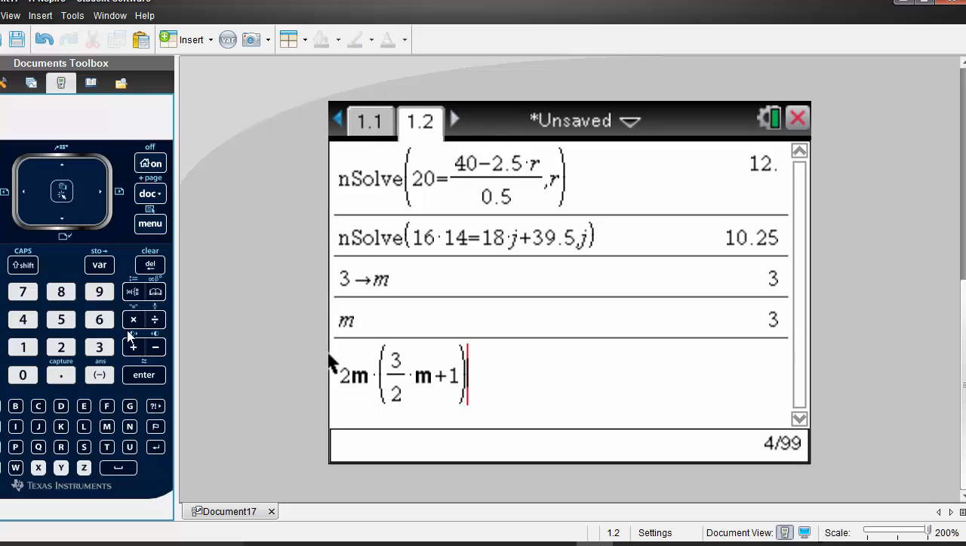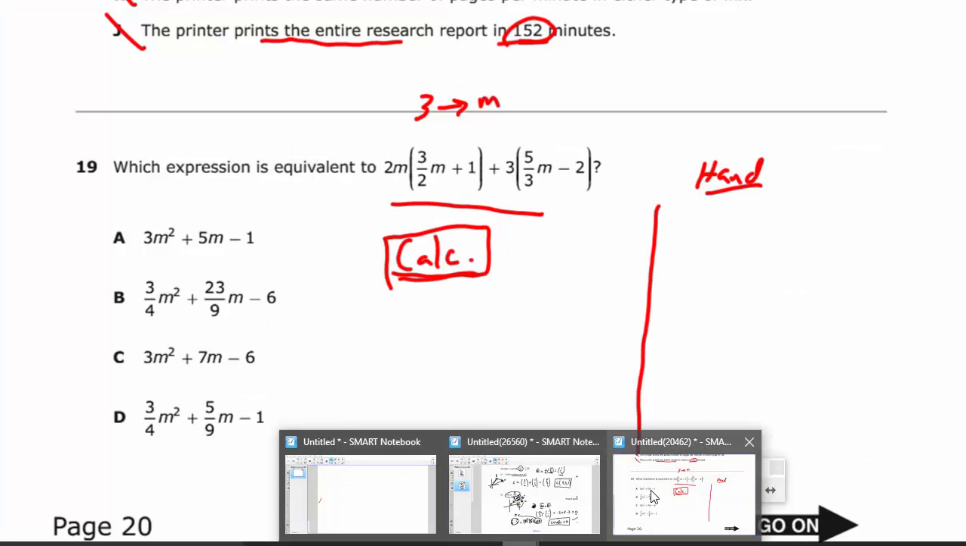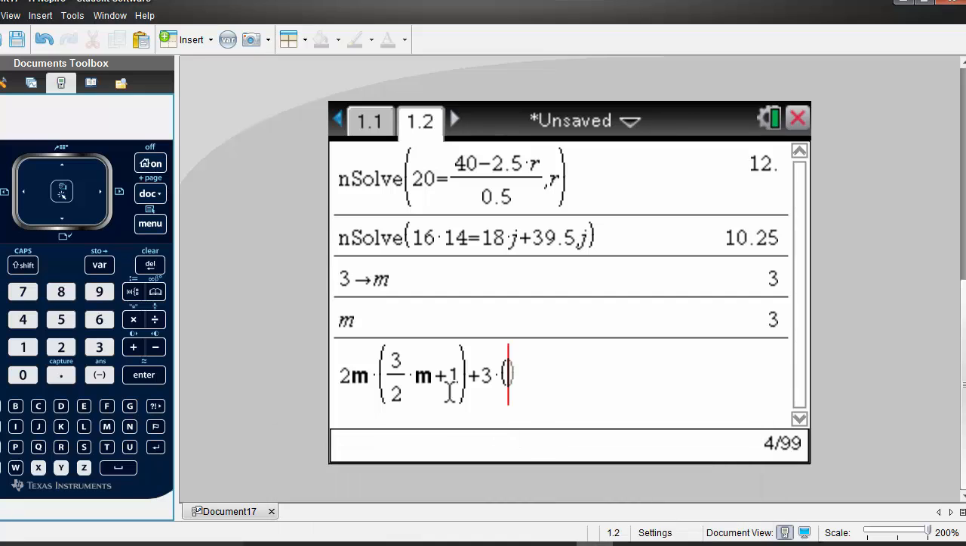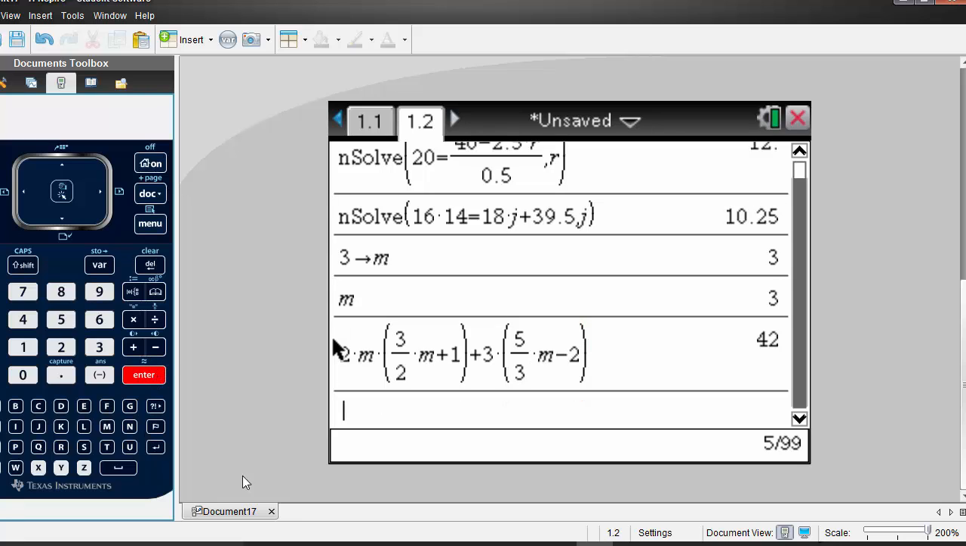Close parentheses plus 3 times, open parentheses, 5/3 m minus 2. Very well. So I hit control divide, and then 5/3 m minus 2. And then I hit enter. It gives me the number 42.